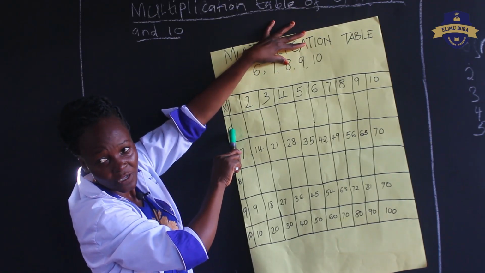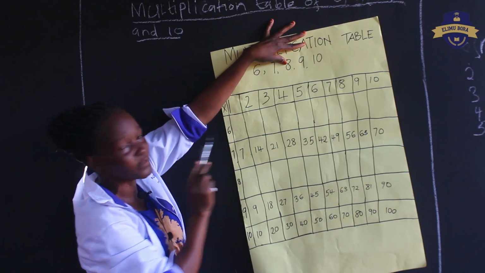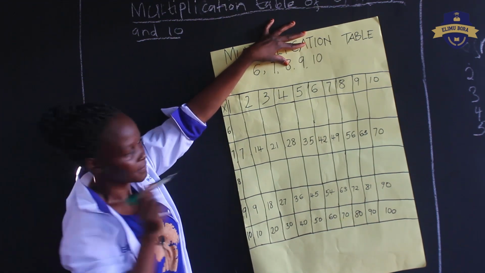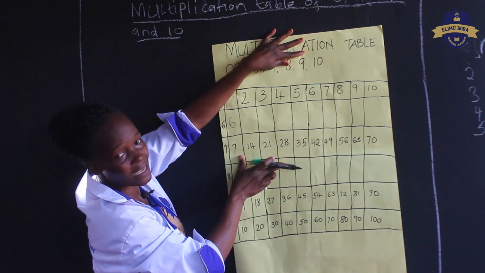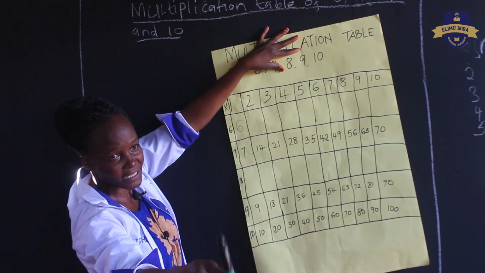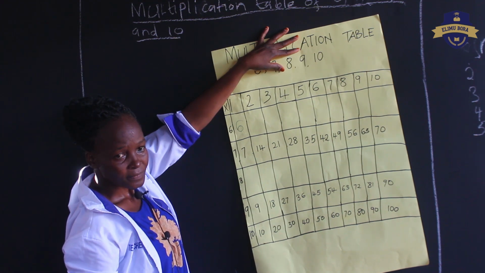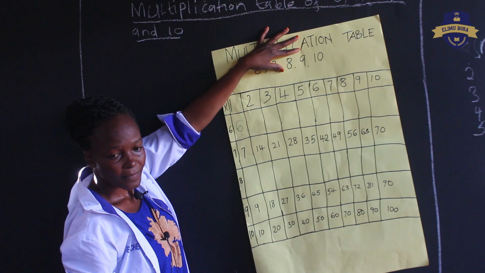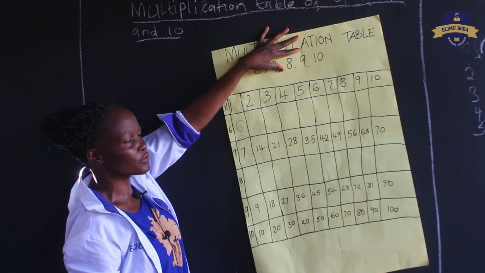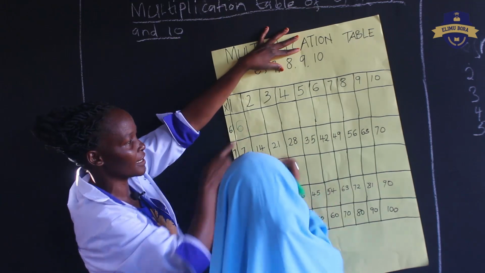Now on my side I will fill number 1. What is 6 times 1? 6 times 1 is 6. I will write here 6. 6 times 2 is 12. Nazal, come and write here 12, please. 6 times 2 is 12. So write number 12 here.